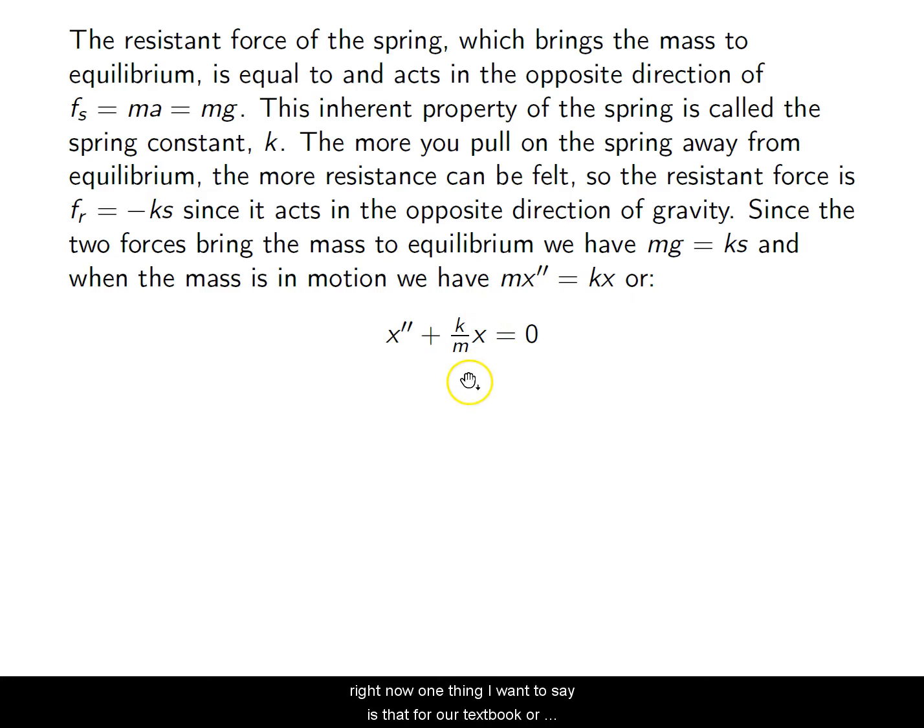Now, one thing I want to say is that for our textbook or any other textbook, this constant term here is called omega squared. We'll talk about later why that's important, but in this video, I'm going to keep everything as k over m. So again, remember, k is your spring constant, m is the mass of the weight that you are putting on to the spring. So we'll keep this as k over m. Your book, the internet, anywhere else, they're going to call this omega squared.